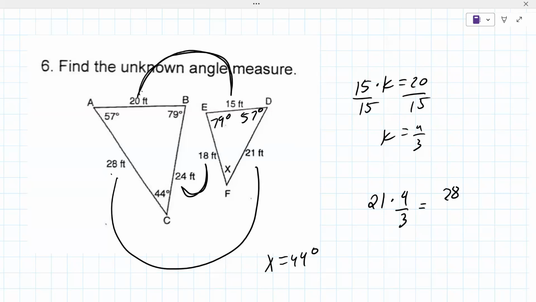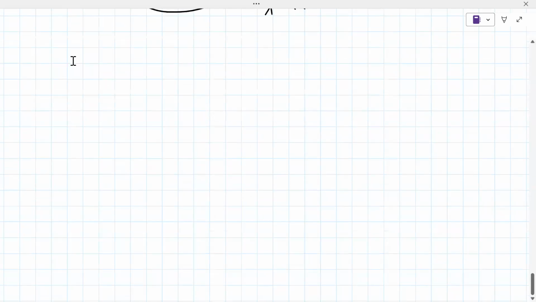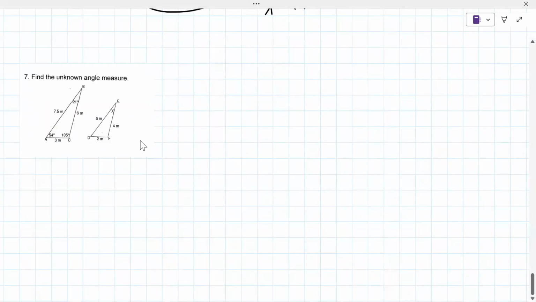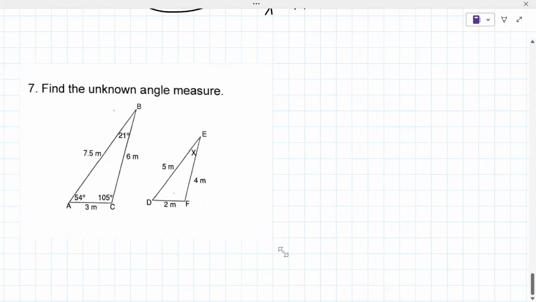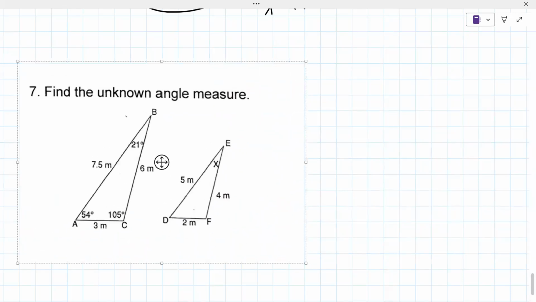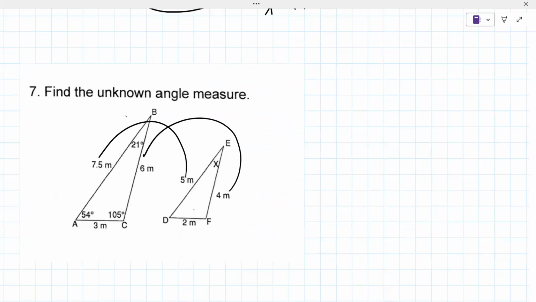Any other questions before we move to 7? No, I don't think so. Okay. Seven's kind of the same, in that you already kind of know which ones are going with each other. 4 goes with the 6, the 5 goes with that, the 2 goes with that. So the missing angle is the one that's between the two similar sides. So X is also 21 degrees.